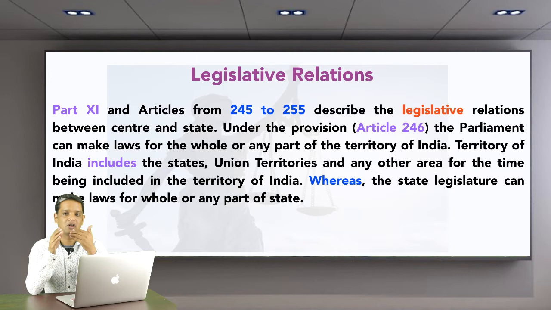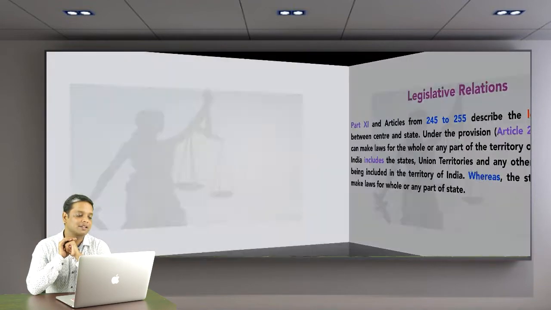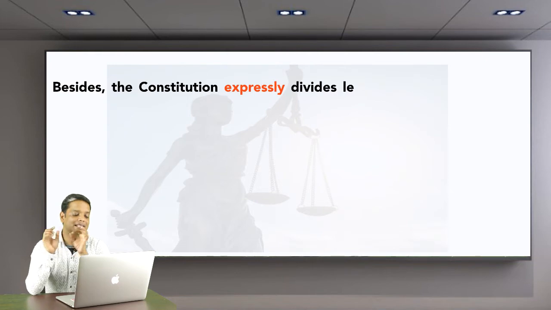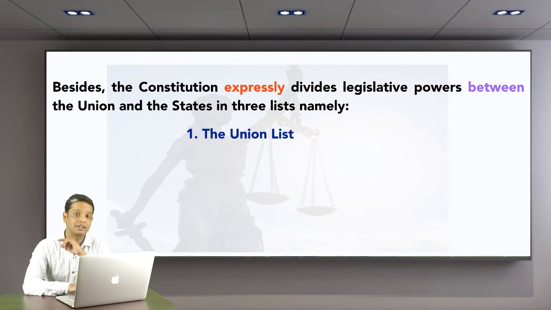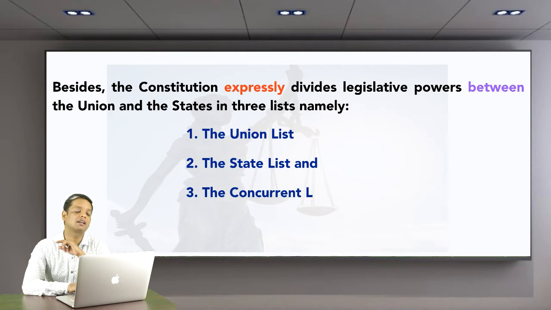It cannot make any law regarding the things that fall in the neighbor state, that is Maharashtra, or in the other neighbor state, that is Karnataka. But Parliament can make laws for the rest of the country. So this is the difference. Besides, the Constitution expressly divides legislative powers between the Union and the states in three lists, as we have discussed already in our 11th class, that is Schedule 7. And the lists are the Union list, the state list and the concurrent list.